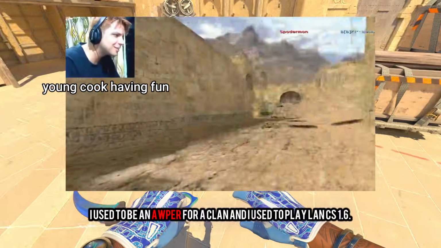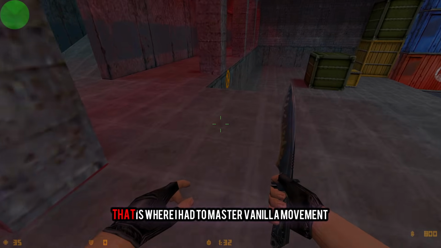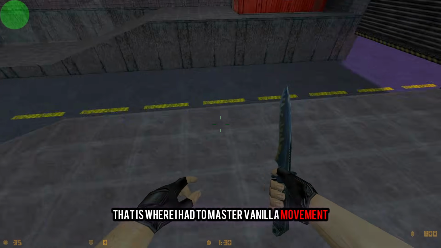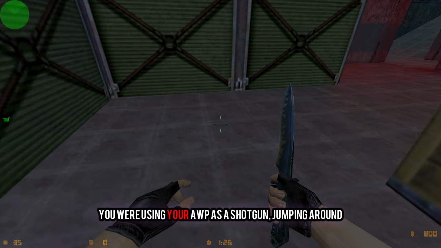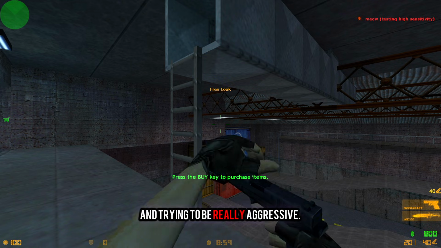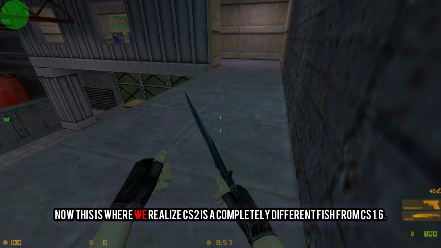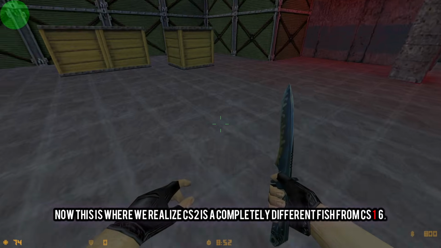Now a little bit of history. I used to be an op for a clan and I used to play LAN CS 1.6. That is where I had to master vanilla movement. Because as an operator in 1.6, you were not holding angles, you were using your op as a shotgun, jumping around and trying to be really aggressive. Now this is where we realize CS2 is a completely different fish from CS 1.6.